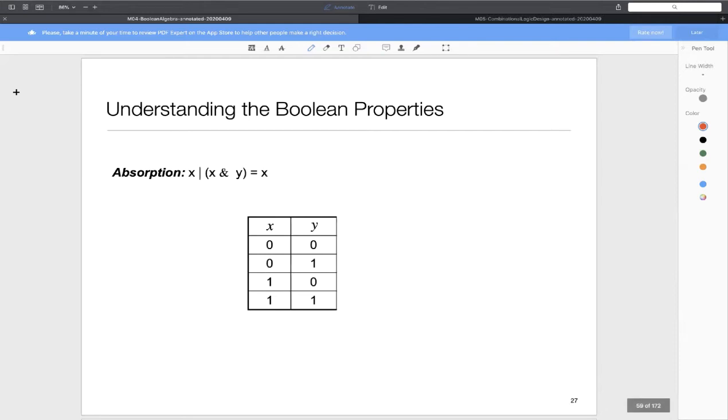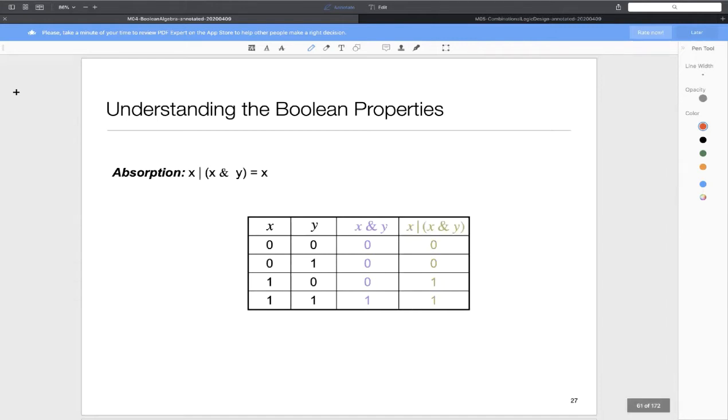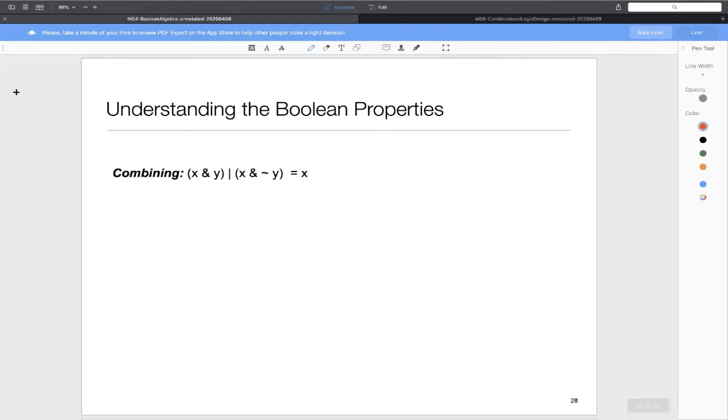Now, one way we can do it is by exhaustive enumeration. I can consider all the possible combinations of values that x and y can take, and then I can write down what x and y is going to be. In this case, it's going to be 0, 0, 0, 1, and then I can calculate what x or (x and y) is going to be, and you can see it is 0, 0, 1, 1. In this particular case, you can see that the last column and the first column are the same, and so it shows that the absorption property is true. We can do the same thing with any of the other properties.